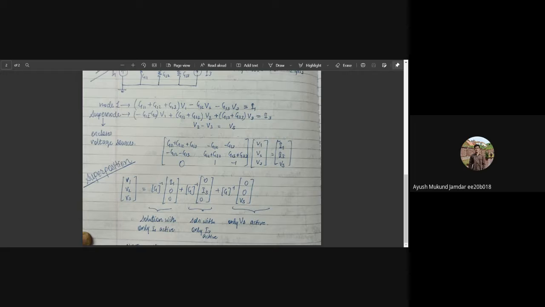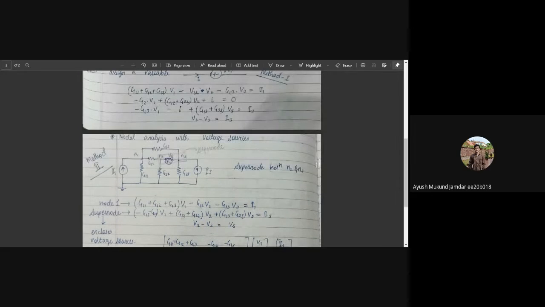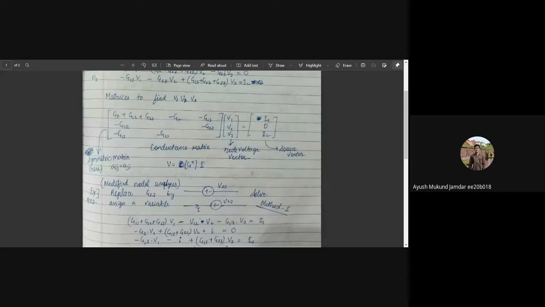So I hope this clears up what nodal analysis is and how the matrices have to be formed. In the next video we'll try to understand a similar approach that is based upon Kirchhoff's voltage law.